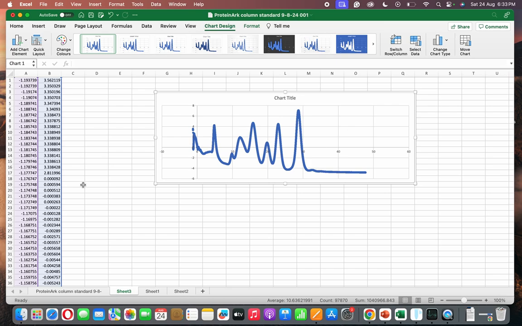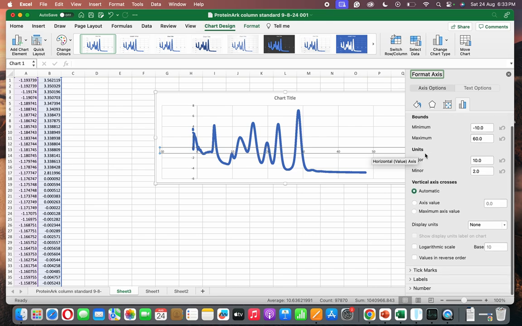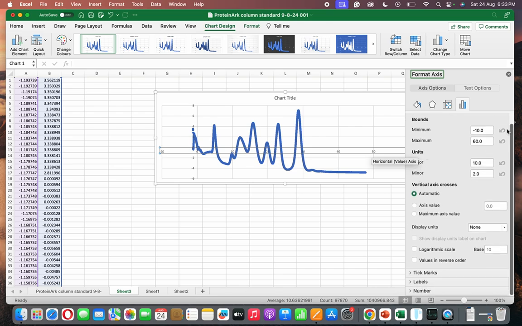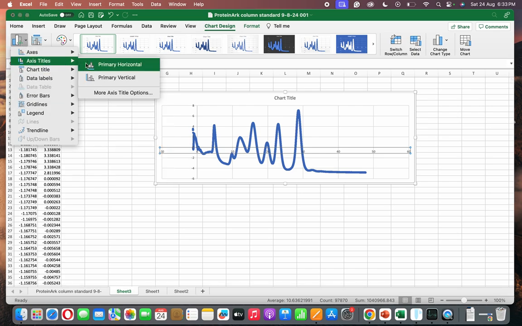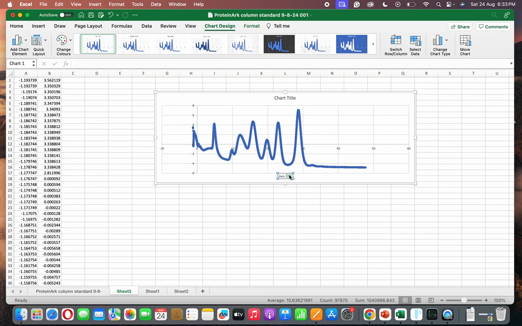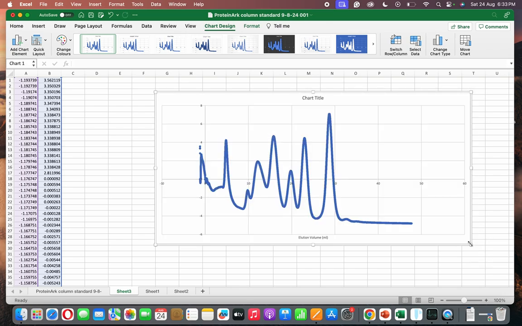So here, if you see, I now have a chromatogram, right? I'll just add some titles so it's clearer to everyone. So this is elution volume in ml. I hope this looks familiar to all of you as a chromatogram.